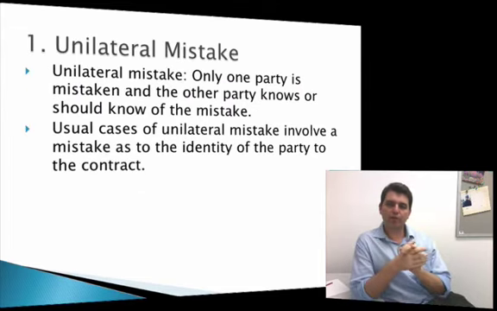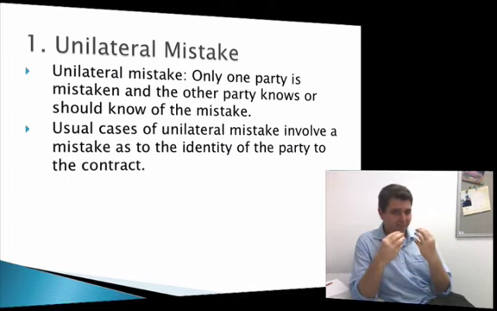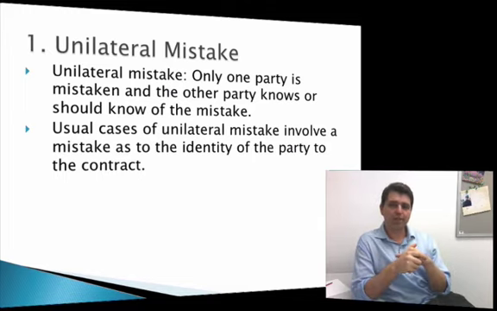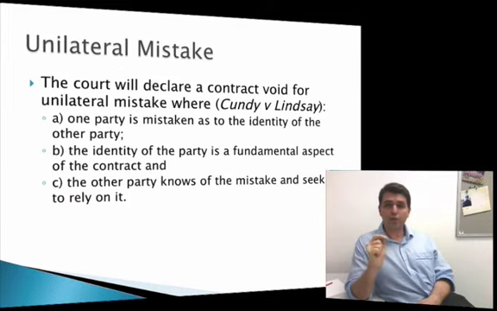So the unilateral mistake occurs where one party makes a mistake and the other party knows or should have known about that mistake. Most of these unilateral mistake cases involve a mistake about the identity of the person, and that's a fundamental element of the contract when you think about it, who you're actually contracting with. So it's hard to make out a unilateral mistake. It must be fundamental, and the other party must know or should have known about the mistake and take advantage of it. Unilateral mistake around identity can be made out with the rules set down in Cundy and Lindsey.